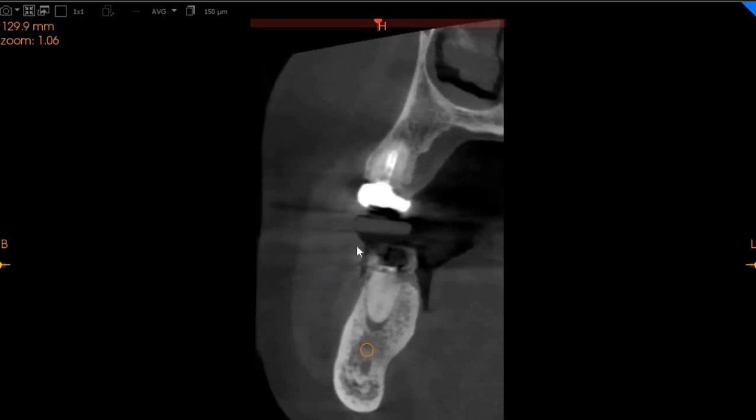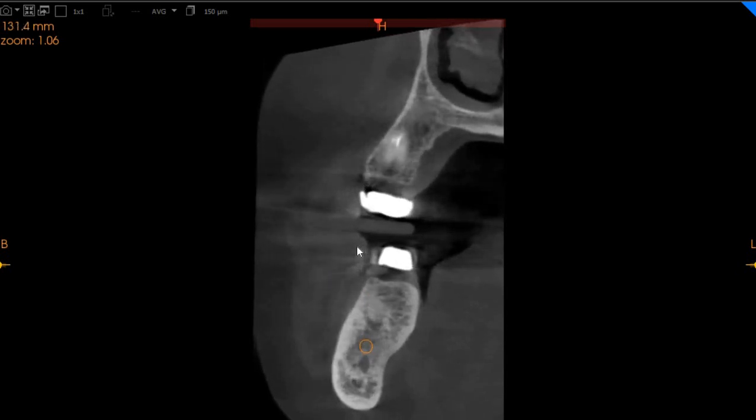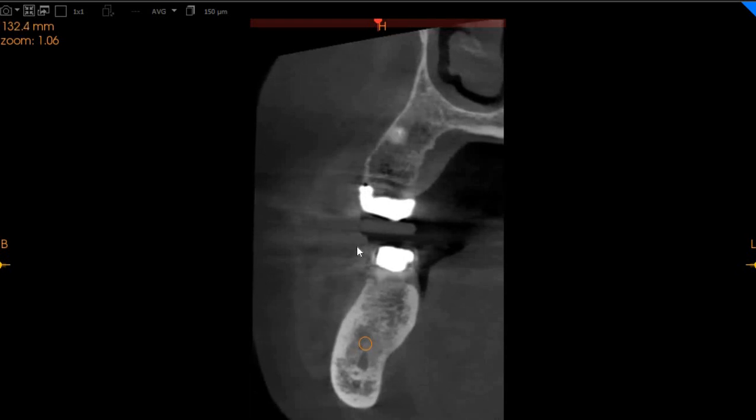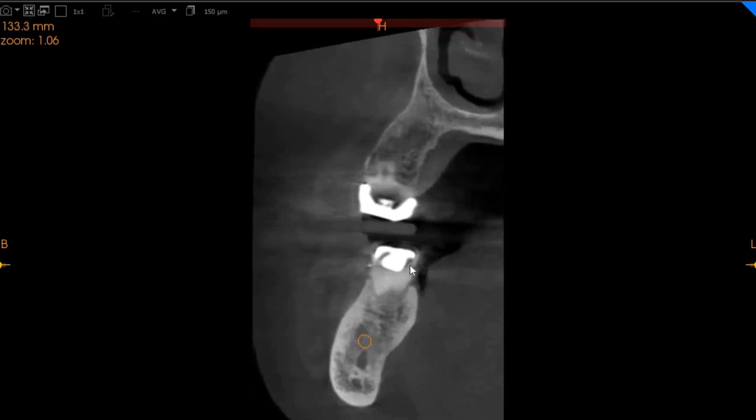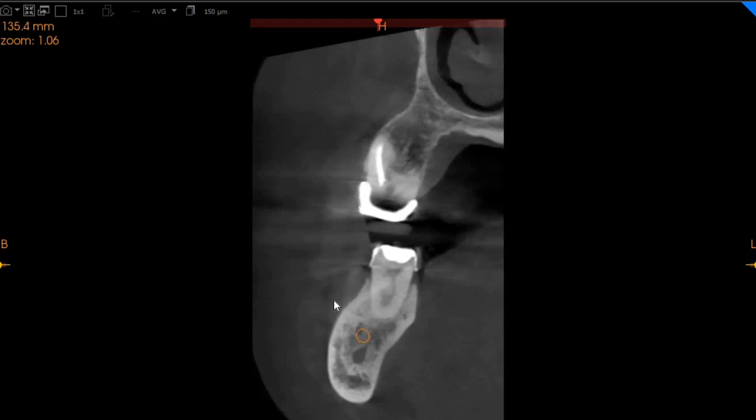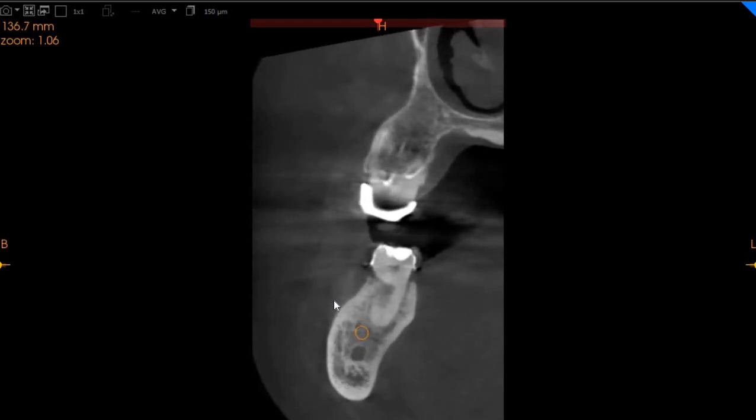Moving to the lower left second molar, this tooth also has a very large restoration which is suffering from secondary caries, which we can see here and here, and we can also see some leakage right here. So you can all very clearly visualize that this tooth also has some leakage under the restoration. We don't see any major periapical radiolucencies associated with the lower left second molar.